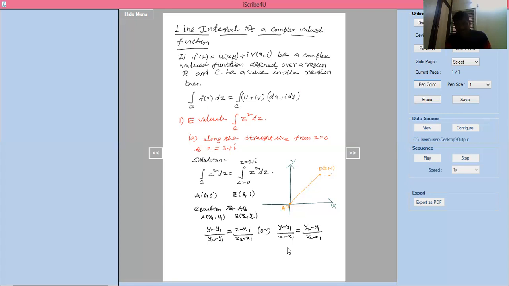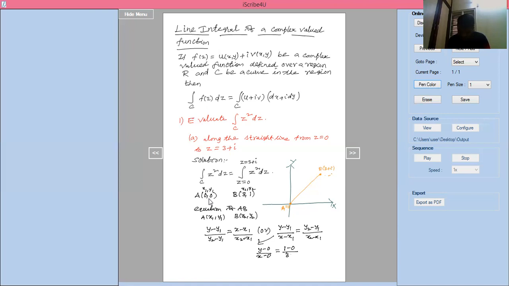You can write it in any way. Here, this is x1, this is y1, this is x2, this is y2. So we'll simplify this. According to this formula, y minus y1 is y minus 0, divided by x minus x1, which is x minus 0. Y2 minus y1 is 1 minus 0, divided by x2 minus x1, where x2 is 3, so 3 minus 0.